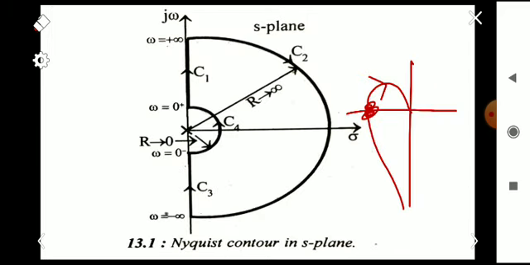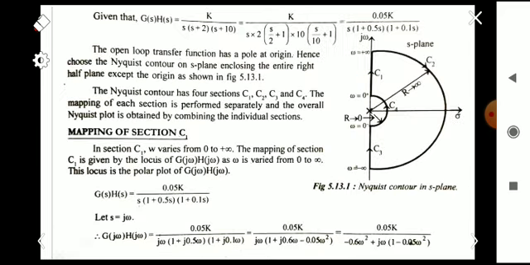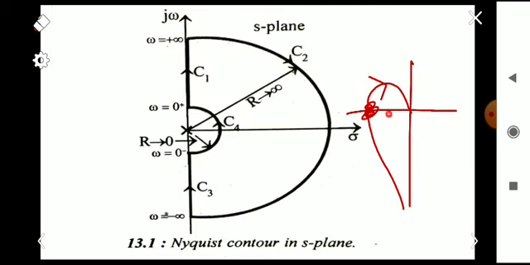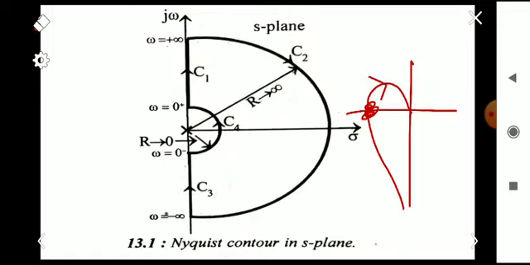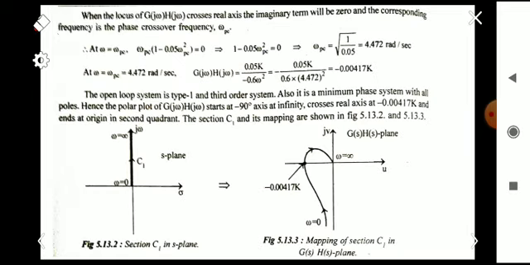So when the polar plot crosses this point, the corresponding imaginary term, that is the j term, will be 0 because the imaginary axis is this one. So corresponding to this omega pc, the imaginary term will be 0. Here the imaginary term is omega into (1 minus 0.05 omega square), and that will be equated to 0. Omega is substituted as omega pc, the phase crossover frequency. From that we get omega pc as 4.472 radian per second by solving the equation.